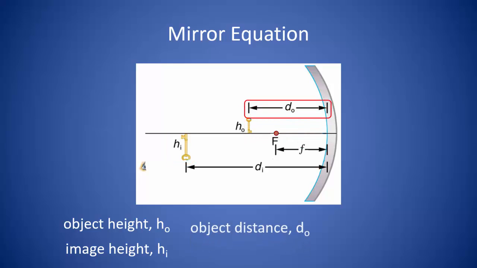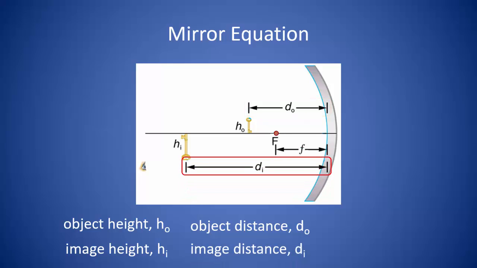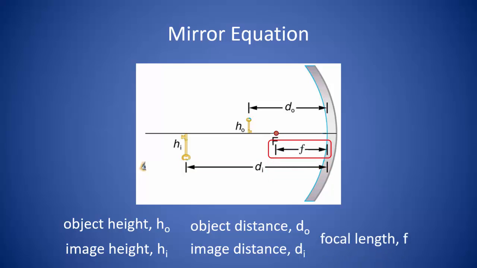The object is also found some distance from the mirror. This object distance is measured along a line perpendicular to the surface of the mirror and given the designation of d sub o. A similar distance is measured for the image. Labeled as d sub i, it is the distance measured perpendicularly to the mirror. The final measurement is the focal length, which we have defined as the distance from the mirror where the parallel rays will reflect.